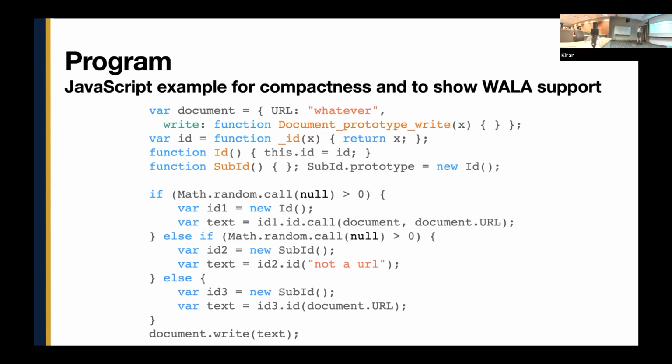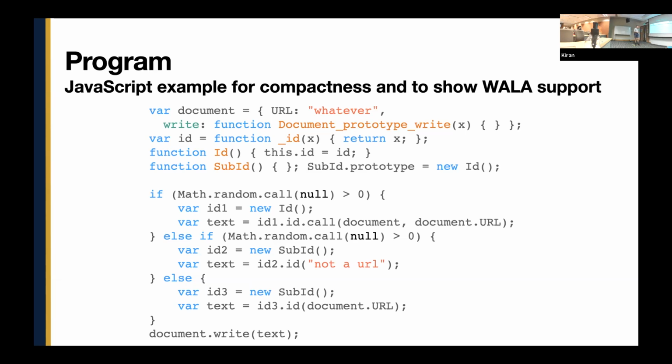And now we do a few things with these. First, we do this math.random. We just generate a random number. Then we make a new ID object, and we call its ID method. This is a reflective way of doing call, right? Function dot call in JavaScript. We call our ID method, giving it document or URL.